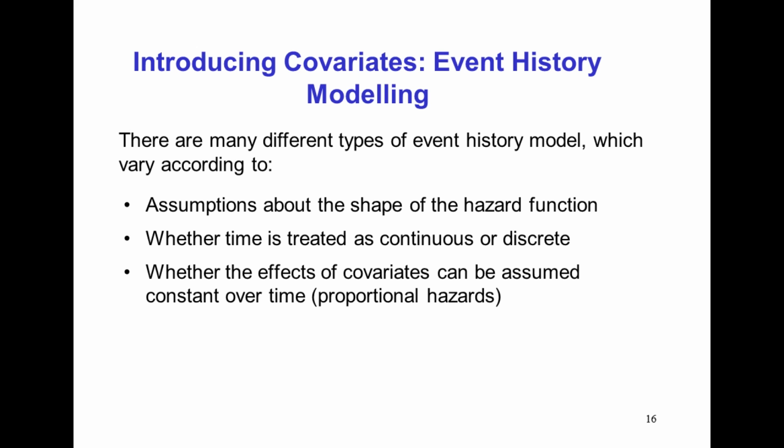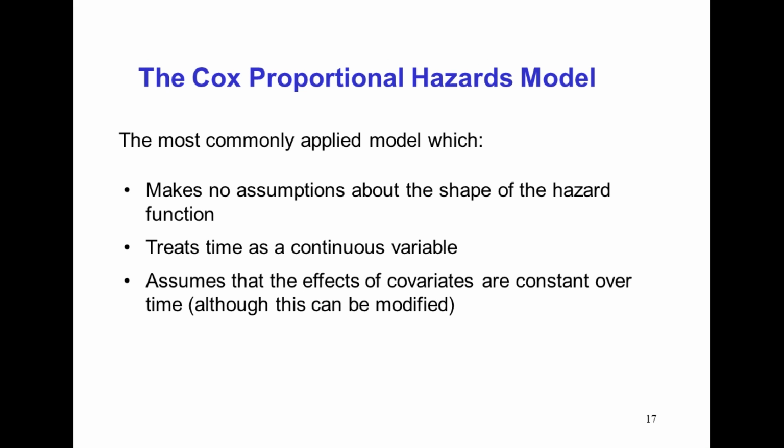Right? There's a lot of advantages to discrete time methods. I'm going to talk, though, about a continuous time method. And this is one of the most famous ones, after the statistician Sir David Cox, the proportional hazards model. So this was developed in the 70s. It makes no assumptions at all about the shape of the hazard function, which is a major reason for its popularity. And it's a continuous time model.